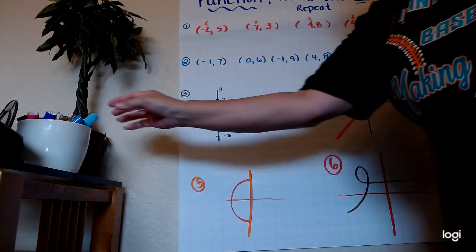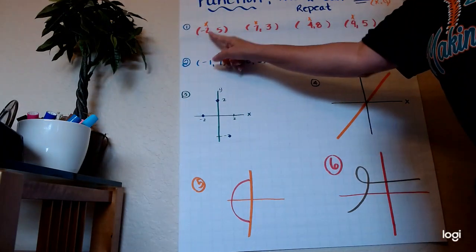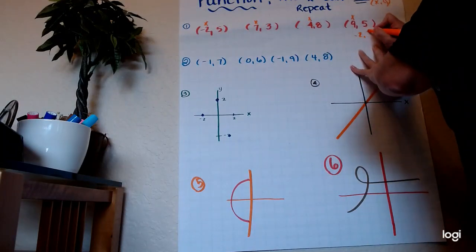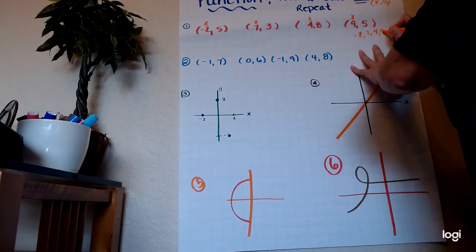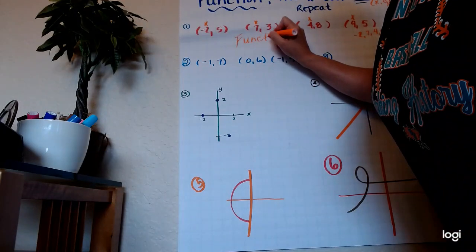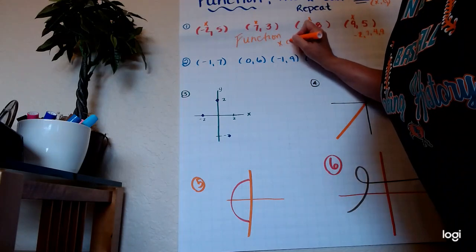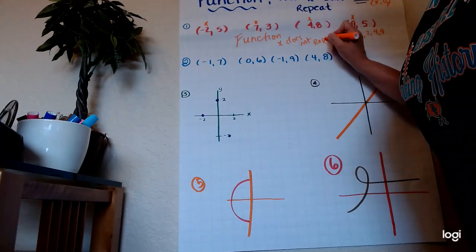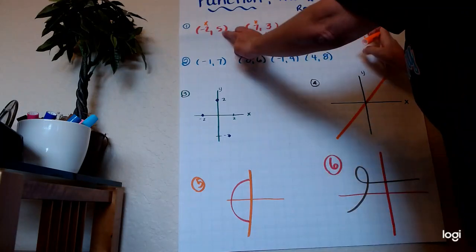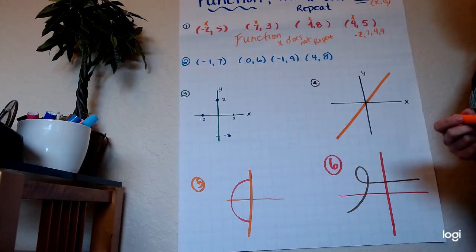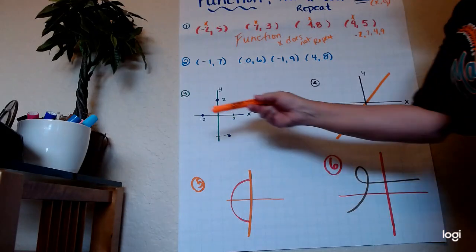So do any of my x's here repeat? I have a negative 2, I have a 7, I have a 4, and a 9. So this is a function because the x does not repeat. But miss, I see here that I have a 5 and a 5. That's okay because those two fives are in the y's. The y is allowed to repeat, but the x cannot.